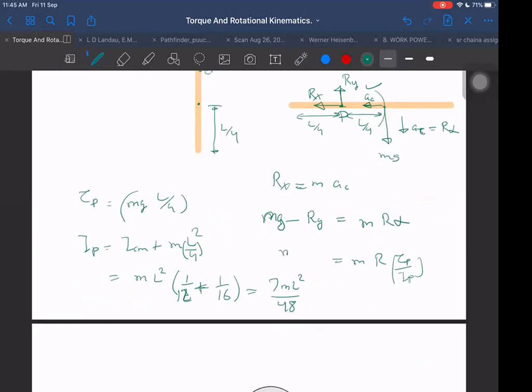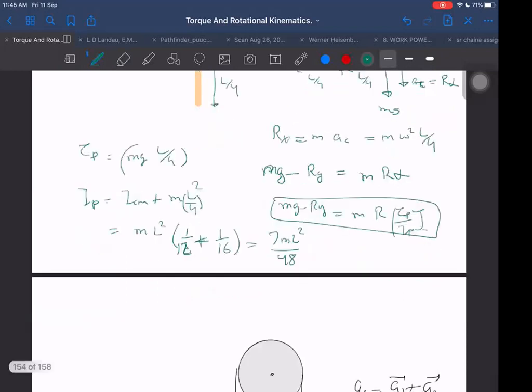Then use this equation here, write tau p and write IP, and get Ry from here. Can you do it? Okay. After getting Ry, how to get AC, the centripetal acceleration? Centripetal acceleration depends on omega: it is R omega square. For that I should find out omega. I will get omega by conservation of mechanical energy. As I always tell you, omega we should get by conservation of mechanical energy.